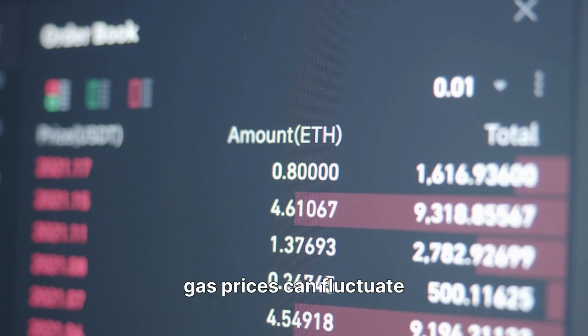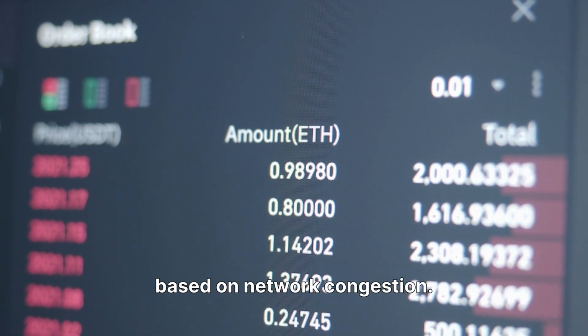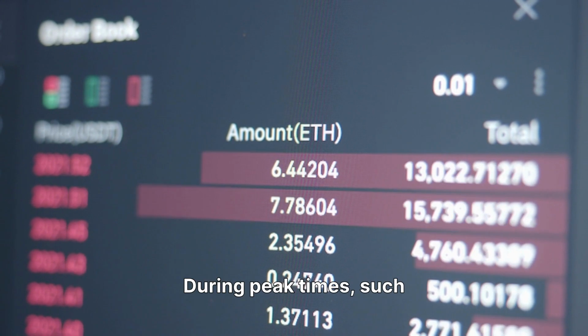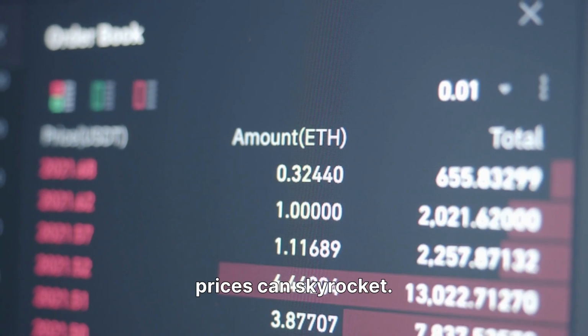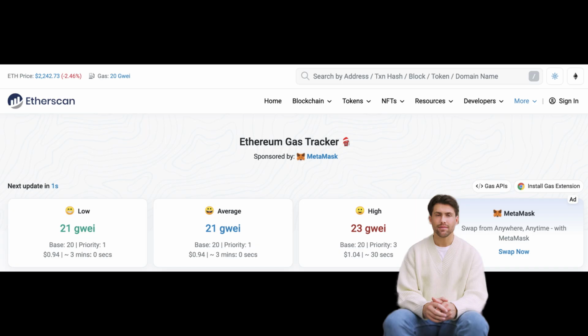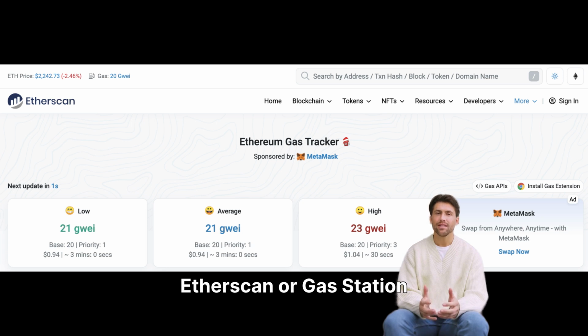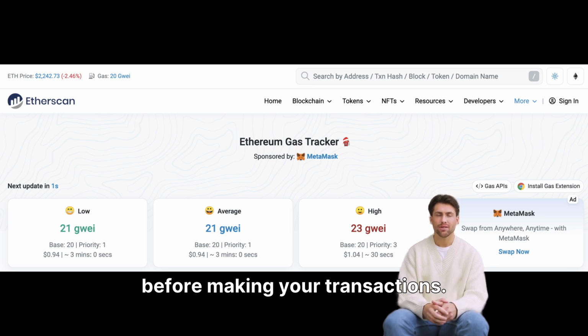Keep in mind that gas prices can fluctuate based on network congestion. During peak times, such as when a popular NFT drop occurs, gas prices can skyrocket. It's always good to check the current gas prices on platforms like Etherscan or GasStation before making your transactions.